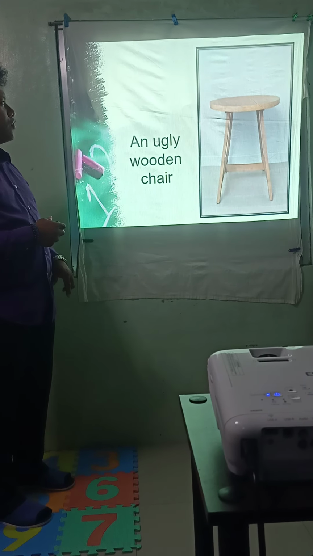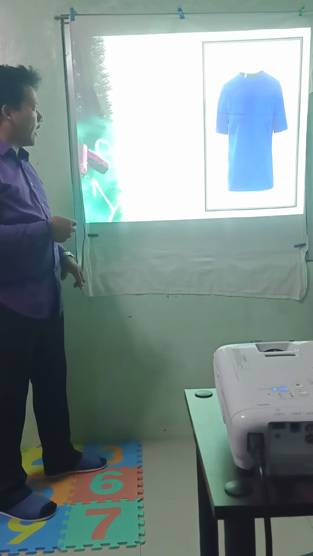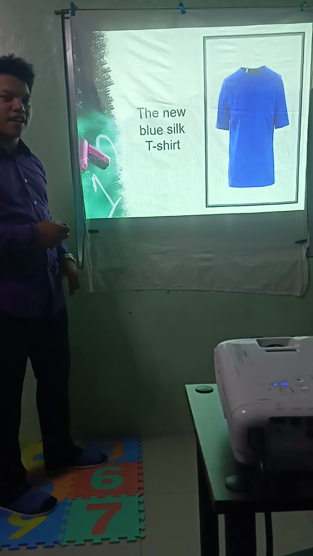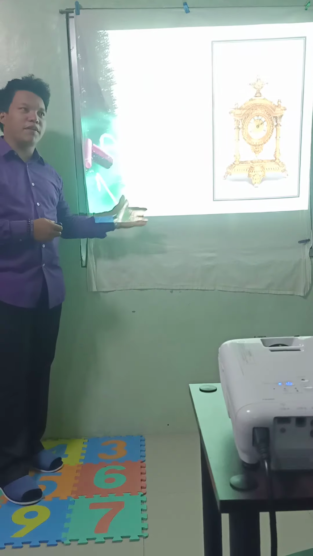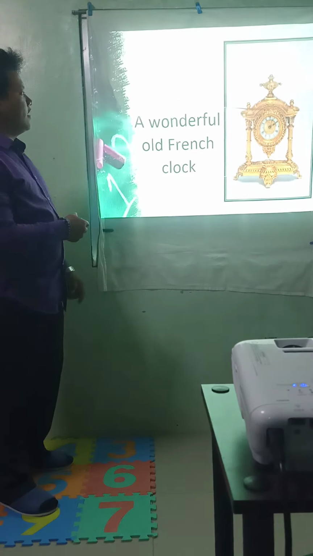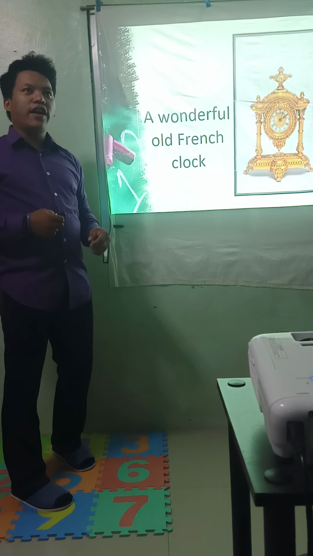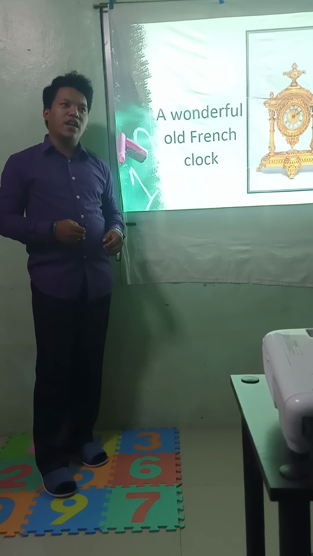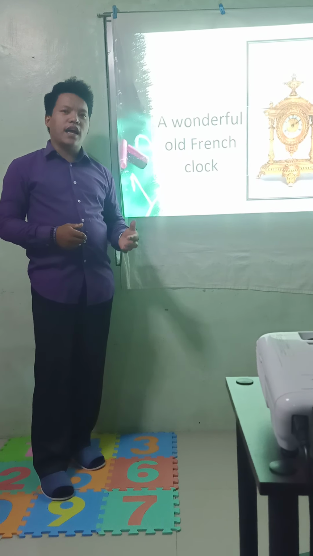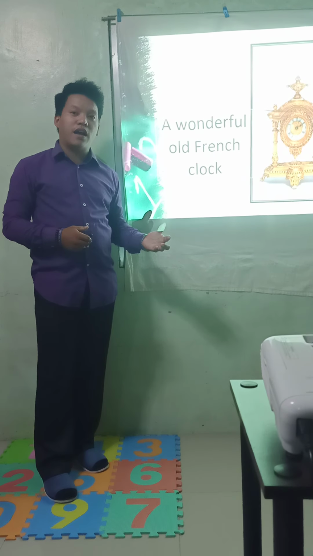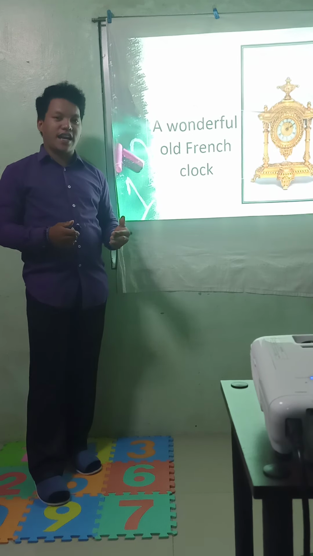How about the fourth picture or the fourth illustration? So, the fourth illustration is the new blue silk t-shirt. And lastly, how can we describe that picture? That is a wonderful old French clock. So, I'd like to ask, how do we classify those words that we have given a while ago? That is classified as adjectives.